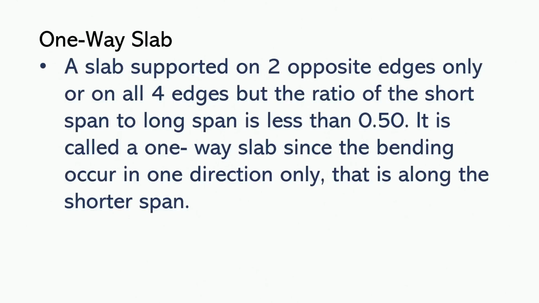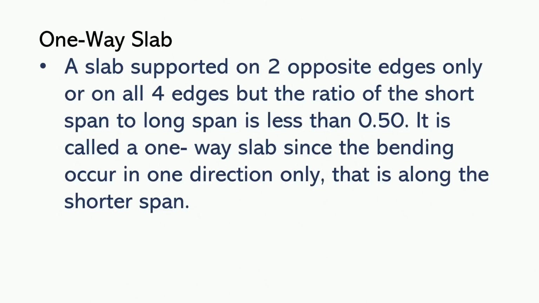Now, the problems that we have solved earlier were treated as one-way slabs. However, in reinforced concrete design, we will first evaluate if our slab is one-way or two-way. And so ito yung definitions natin. A one-way slab is a slab supported on two opposite edges only, or on all four edges, but the ratio of the short span to long span is less than 0.5. It is called a one-way slab since the bending occurs in one direction only, and it's along the shorter span.